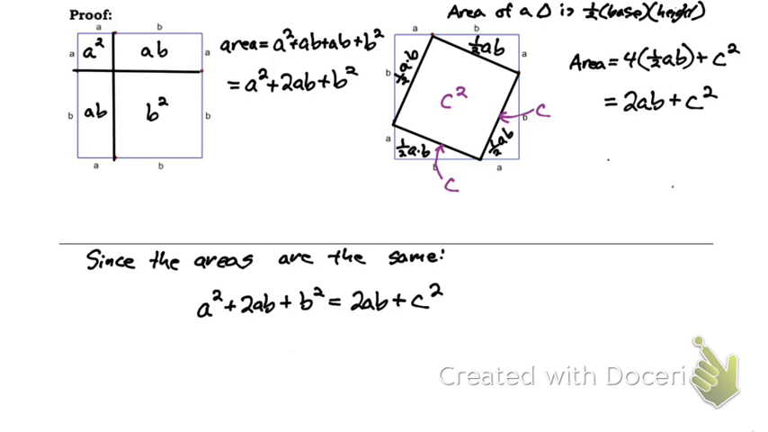Well, there's one thing we can do. We have 2AB on both sides. So I'm allowed to subtract 2AB from both sides. So let's go ahead and do that. If I subtract 2AB from the left side, I subtract it from the right side, everything's still balanced. And guess what I'm left with? A squared plus B squared equals C squared.